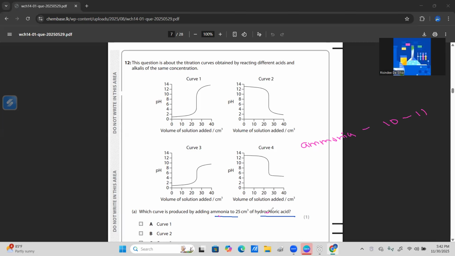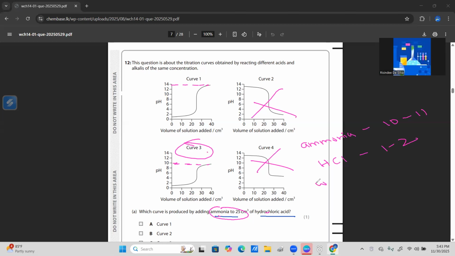Adding ammonia to HCl means ammonia is in the burette and HCl is in the conical flask. Therefore, we can easily omit 2 and 4. If you have a strong acid, the pH is between 1 to 2. In the first curve, it has stopped at 13 to indicate a strong base. But in the third curve, it has gone until 10, which indicates a weak base, strong acid titration. So the correct answer is curve 3.